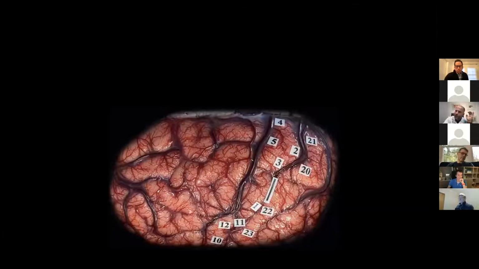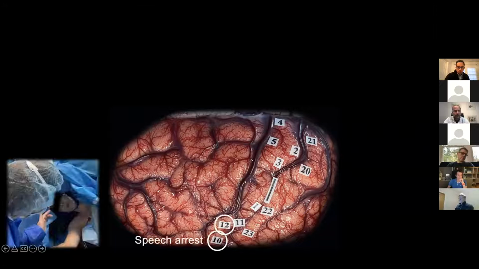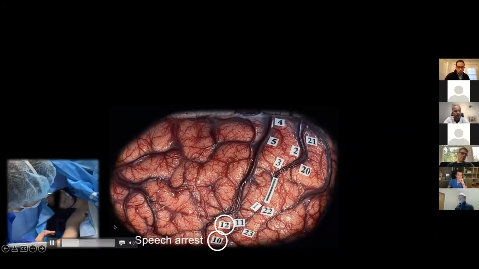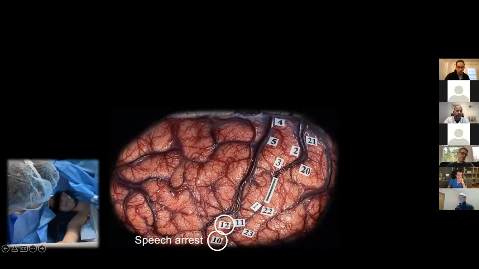Here is the result of the initial cortical mapping in the region in front of the projection of the tumor. In 10 and 12, we observed speech arrest, which served to define the threshold of all current stimulation. Then we identified a primary motor pathway on the face in 1, and the upper limb in 2 and 3.